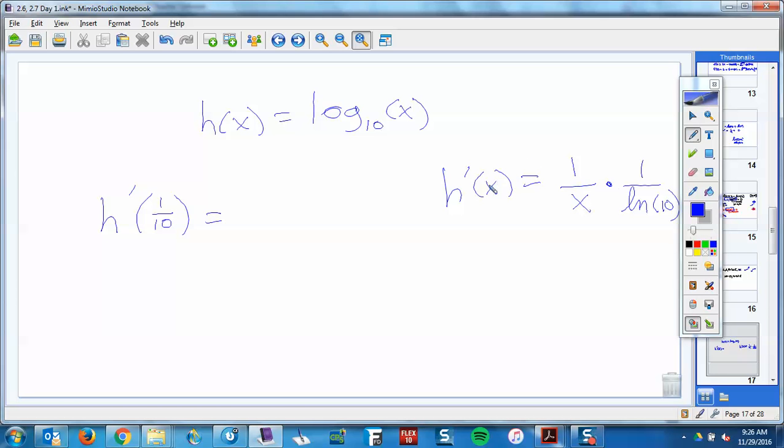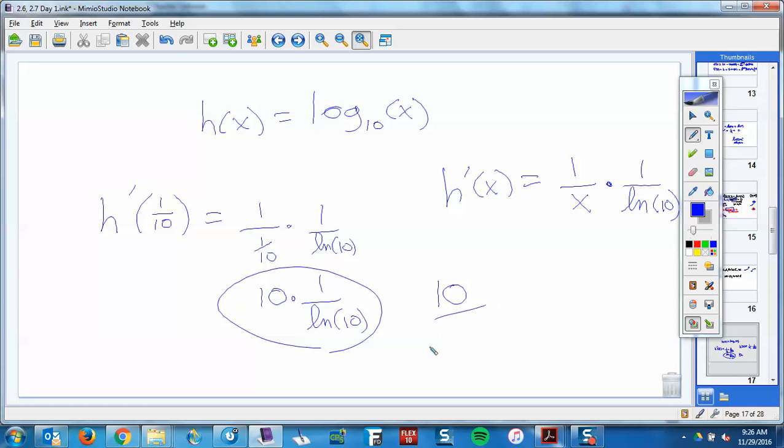Now, since that's h prime of x, h prime of 1/10 means what? Put a 1/10 in place of the x. Well, what's 1 over 1/10? 10. And then this is 1 over ln 10. So this would be 10 times 1 over ln 10, which I'm fine if you leave it like that, or if you write it 10 over ln 10. So absolutely not, don't use a calculator here. This would definitely be a no calculator kind of problem, right? So, again, the no calculator part of this quiz is probably bigger, longer than the calculator part. So I think most of these problems are no calculator.